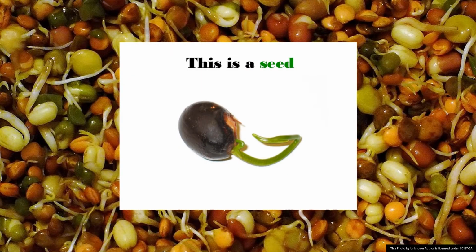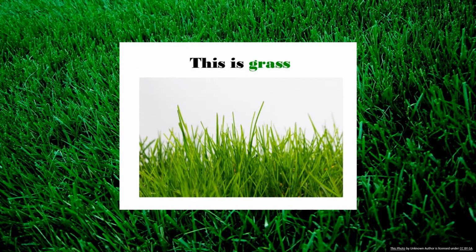This is a seed. You can see all the seeds behind it, and they're all growing. It looks like little tails, but in fact, those are roots because those seeds are growing and they are going to one day become a plant. This is grass. I know you recognize it because we have grass at the school too.